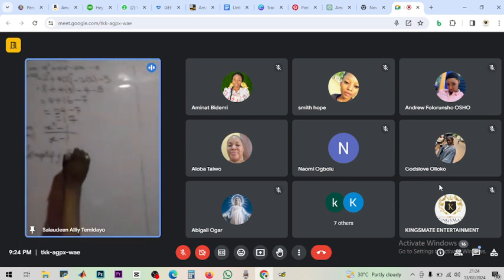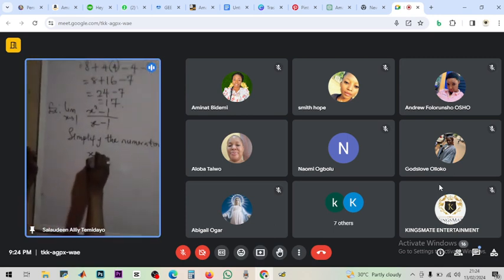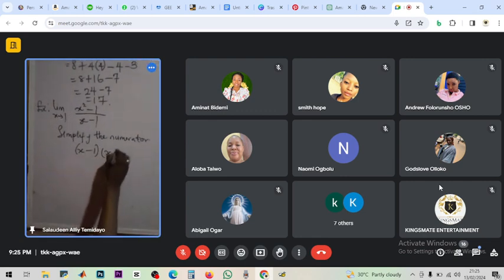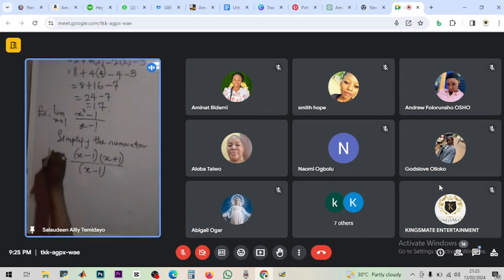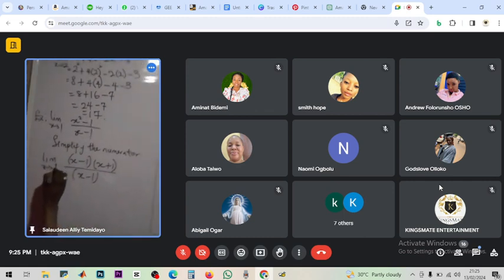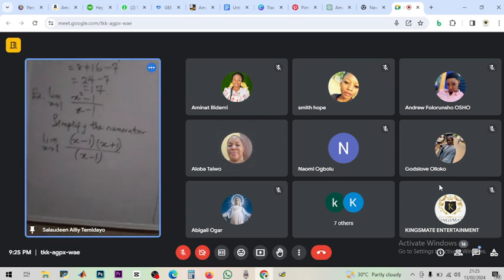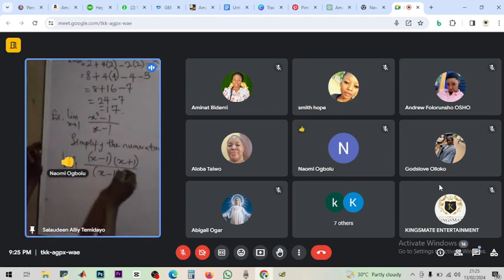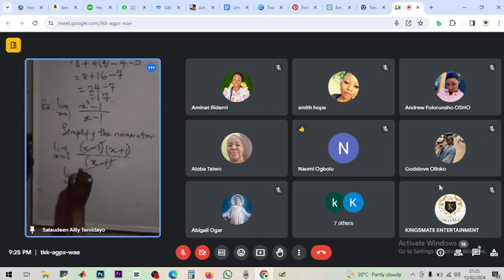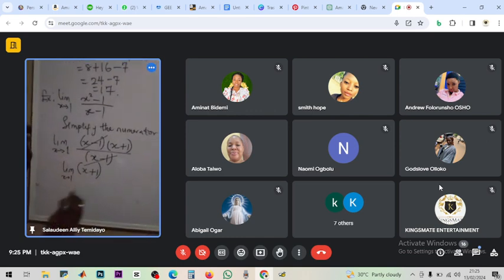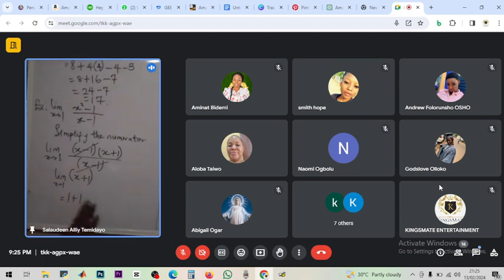By simplifying the numerator, we factorize it. It's going to be x minus 1 times x plus 1 all over x minus 1, limit x to 1. Please, are we getting it? For those of us that haven't gotten it before. So now, x minus 1 cancels x minus 1. I have limit x to 1 of x plus 1 remaining. Just take your x: 1 plus 1 equals 2.